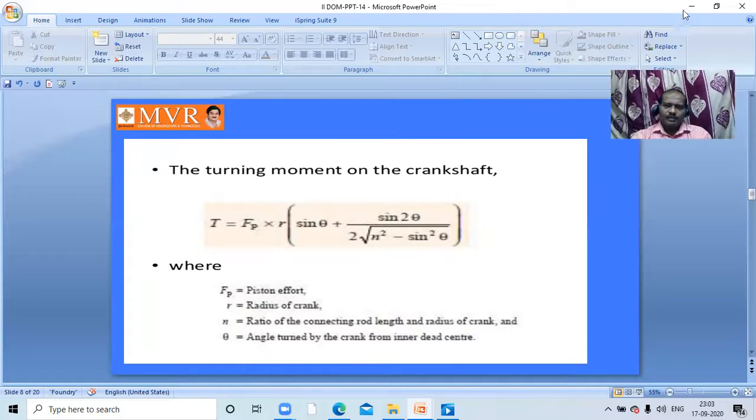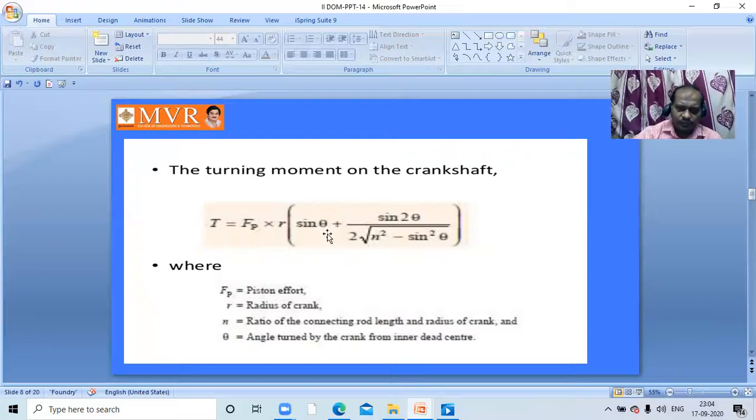If you observe this, we can understand how the turning moment of the crank will be implemented here. Try to understand: theta is the crank angle. It varies from 0 to 90 degrees, so consider the sine value. Sine 90 is 1, sine 0 is 0. So when theta is 0, torque is going to be minimum. When theta is 90, torque is going to be maximum, because it depends upon the theta value.